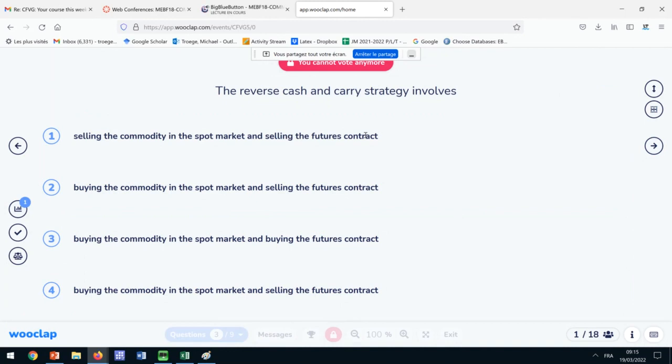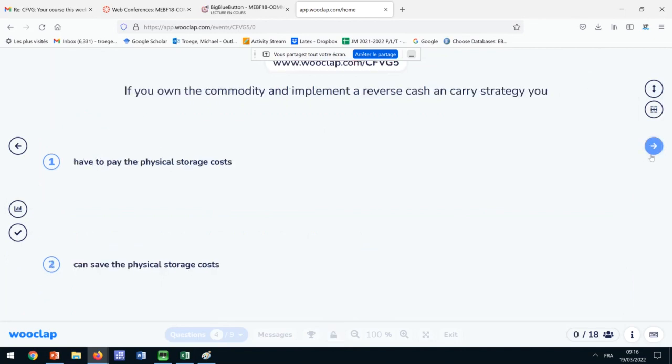So remember, it's the opposite of the cash and carry. Cash and carry is buying the commodity in the spot market, selling the future. So reverse cash and carry is selling in the spot market and buying in the future. If you own the commodity and implement a reverse cash and carry strategy, you save on the storage costs.